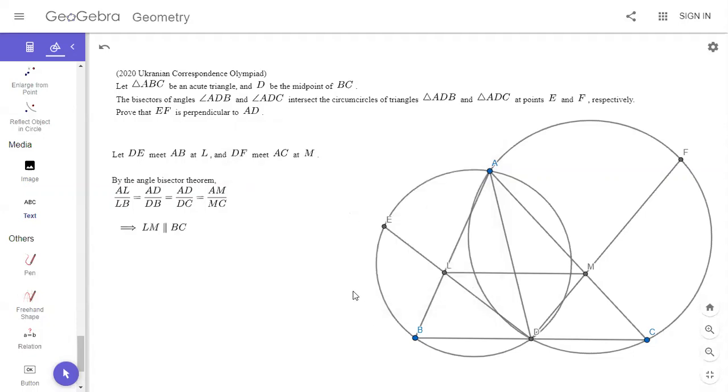And then I think now we can just use an angle chase to show that ELMF is cyclic, because we have angle MLD is equal to angle EDB, and EDB is equal to EDA because of the angle bisector. So could we use power of a point? I'm trying to think how to show ELMF is cyclic.